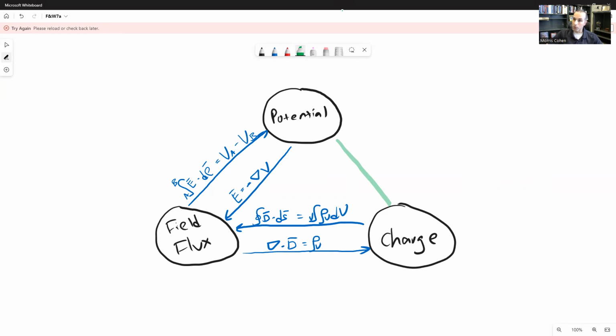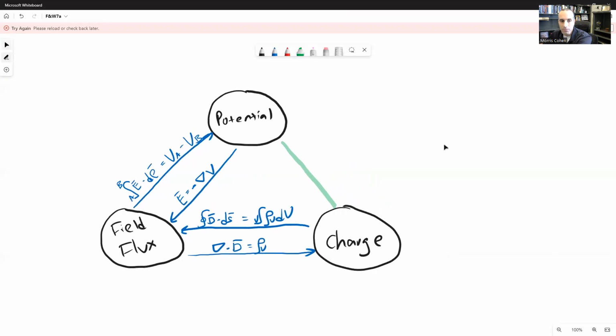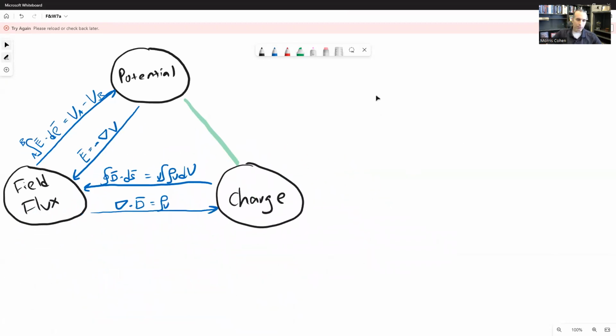Now, if you want to get from potential to charge, you might quickly guess that you want to go from potential to field and then from field to charge. That would be a pretty good guess, and that's exactly what we're going to do. We're going to put together the definition of electric potential with Gauss's law, and combine those to derive what we call the Poisson equation. So let's take a look at this. All right, let's start out with Gauss's law in differential form, that the divergence of the electric flux density, or grad dot D, or del dot D, equals rho V, the charge density.